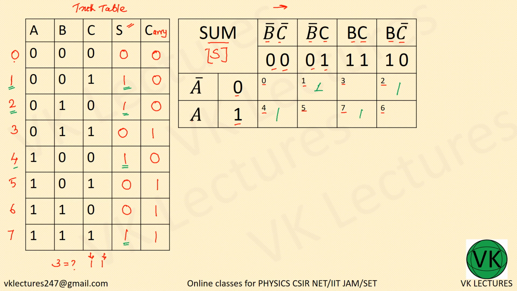In all other input, the output corresponding to the sum is 0. That means sum output is 0 in all other cases, and we have marked the 1s. Now let us write what they are.